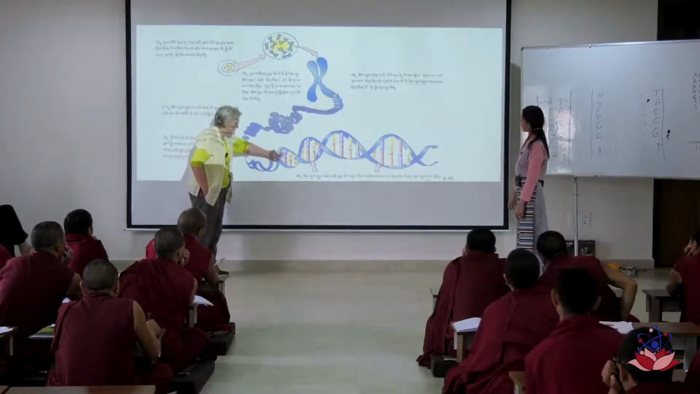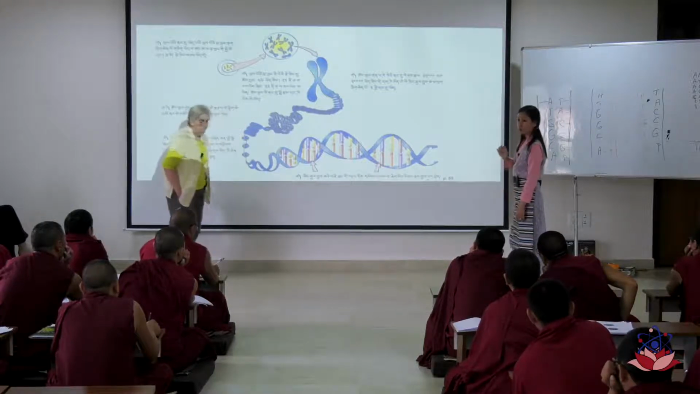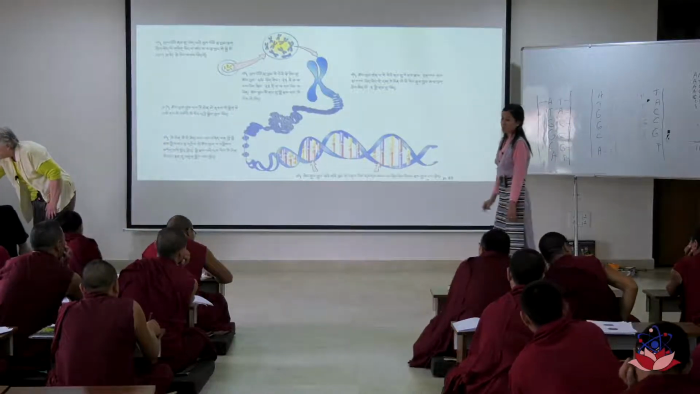So the four letters of our genetic alphabet in DNA are A, T, G, C.